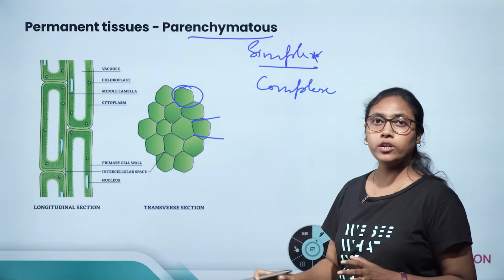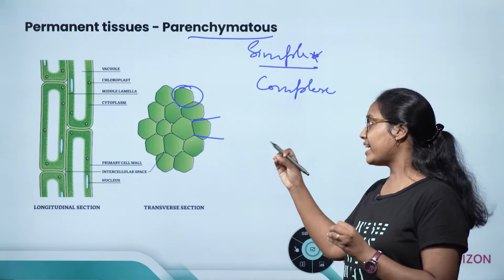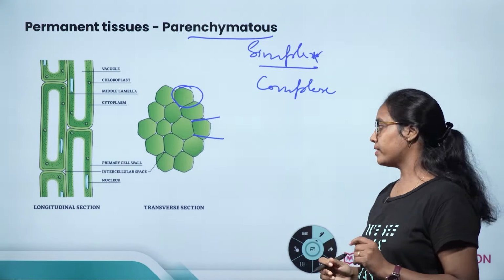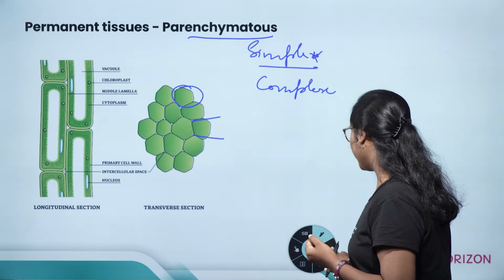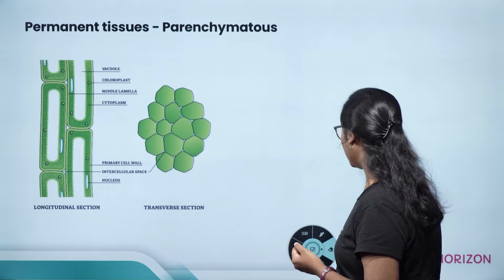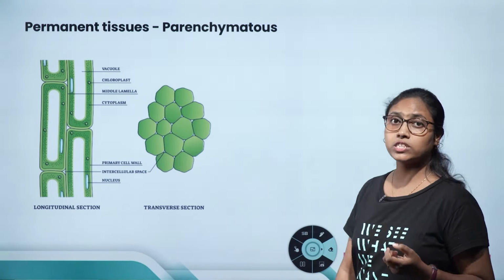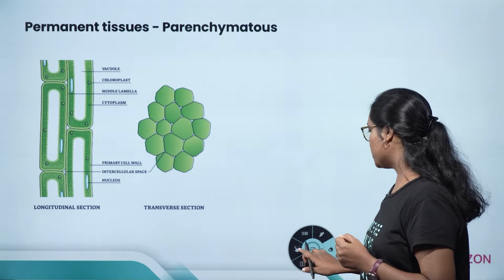They are thin walled. They are seen in very tender parts of the plant, like leaves or young stems. These parts will have parenchyma tissues. Now let's see the characteristics of parenchyma tissues.